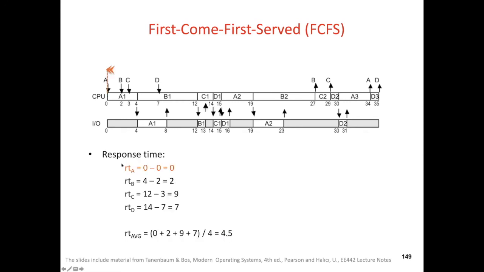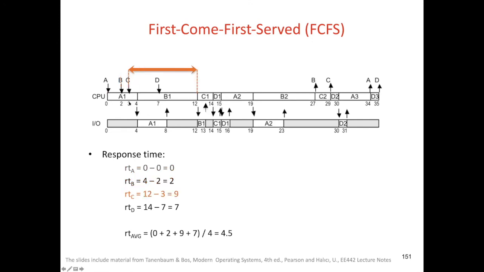As the response time, we consider the difference between the time the process is submitted to the system and the time at which the process starts its execution. The process A enters the system at time 0 and it immediately starts its execution. Because of that, the response time is 0 minus 0. It is equal to 0. The process B enters the system at time 2. It starts its first execution at time 4. The difference is 4 minus 2. So the response time for process B is 2.